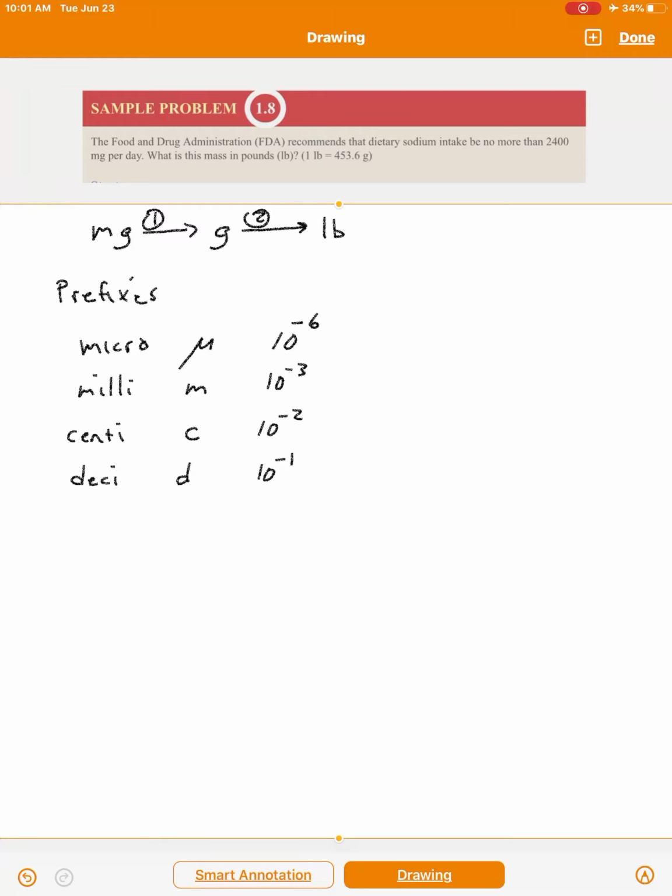There are other prefixes, and you'll want to refer to this section in the textbook to see the other ones that are out there, but these are four of them. The one that we want is the milli, because the logic is milligrams to grams, because we have a conversion between grams and pounds. So here's our first step. Milligrams to grams.